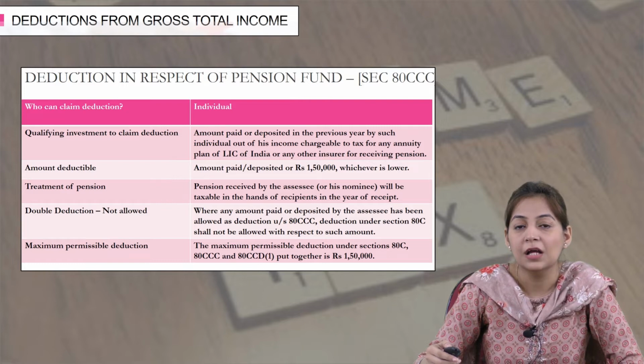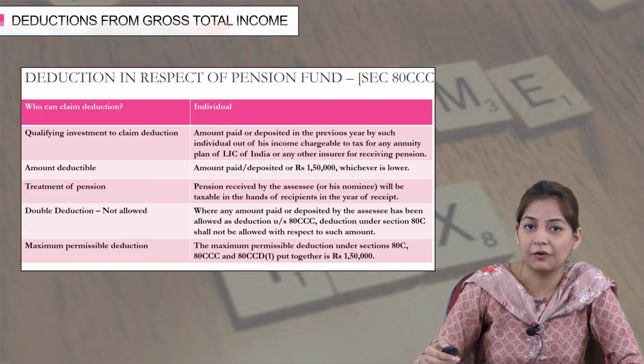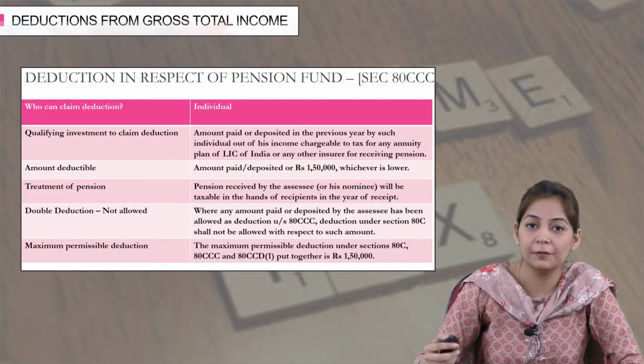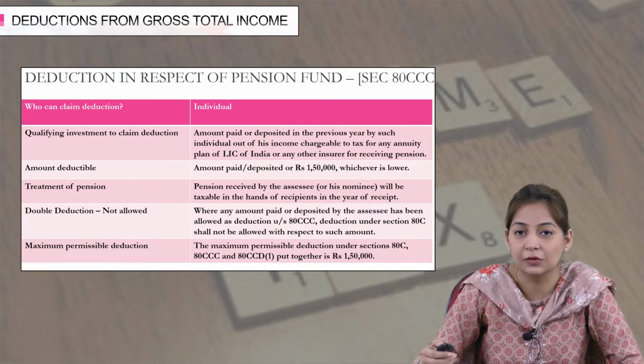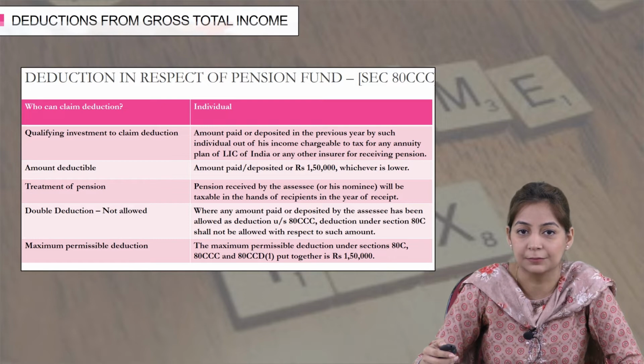For example, if you have paid rupees 1,40,000, so you can claim 1,40,000 under the section 80CCC. However, if you have deposited rupees 1,60,000, so you will be restricted to 1,50,000 because that is the maximum limit.